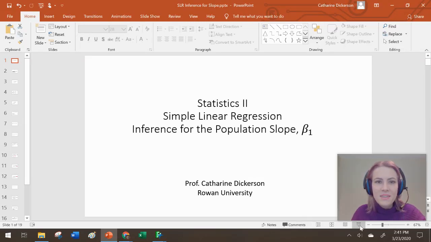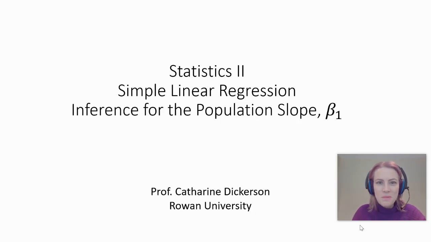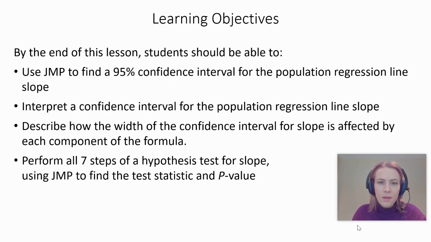Welcome back. In this fifth installment of the simple linear regression series, we'll be focusing on the population regression line slope, beta 1, with the goals of finding a confidence interval for this slope and estimating it, describing how certain variables are related to the width of that confidence interval, and then performing a hypothesis test for that population regression line slope.